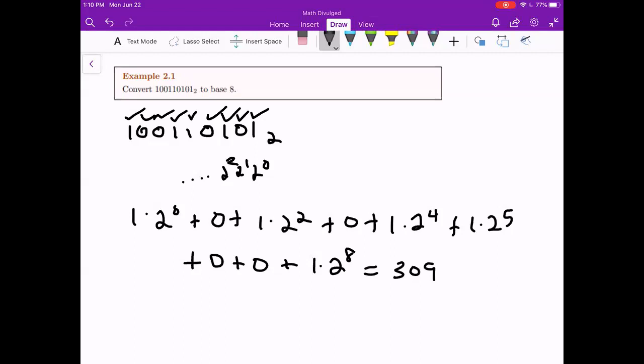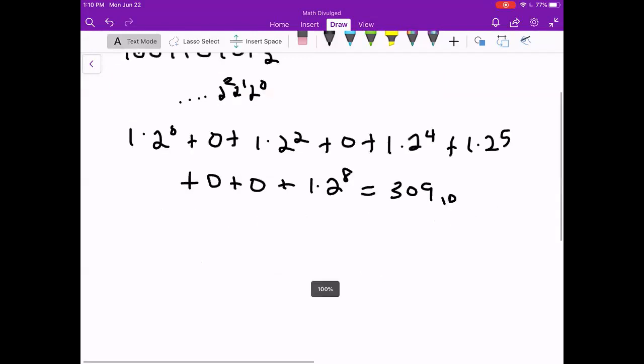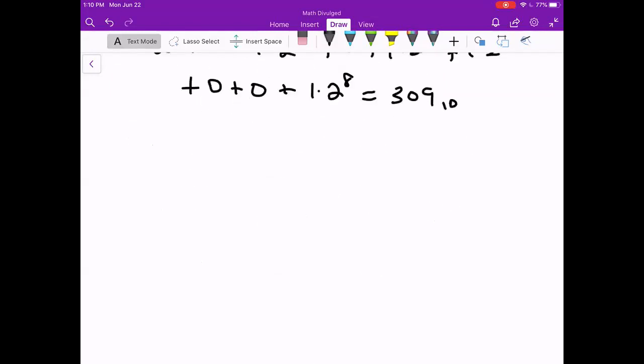So this number 100110101 in base 2 is equal to 309 in base 10. Now let's convert this back into base 8. Let me move the screen down a bit. So if we want to convert into base 8, we just do what we did before. The largest power of 8 which goes into 309 is 8 squared, and it goes in exactly 4 times. So that's going to be our leftmost digit, and 309 minus 64 times 4 leaves us with 53.